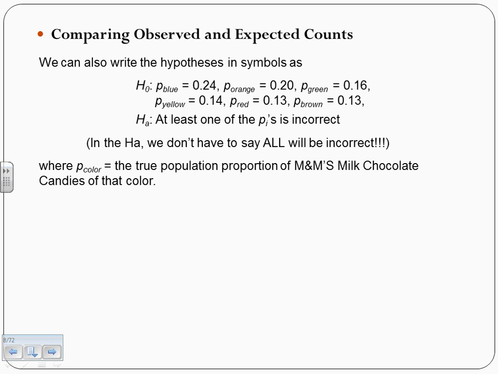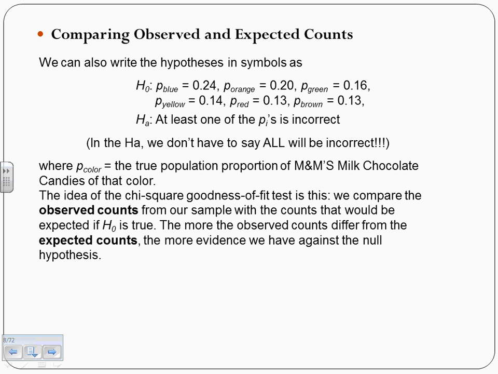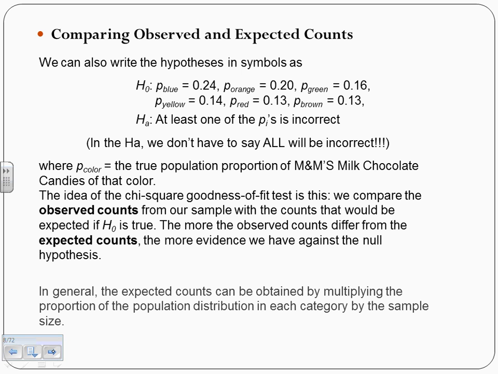Make sure if you write it with the math symbols instead of the words that you get it correct in your alternative. And label what each of those P's represent. So the idea of a chi-squared goodness of fit test is this. We compare the observed counts from our sample with the counts that would be expected if the null is true. The more observed counts that differ from the expected counts, the more evidence we have against the null hypothesis. In general, the expected counts can be obtained by multiplying the proportion of the population distribution in each category by the sample size.